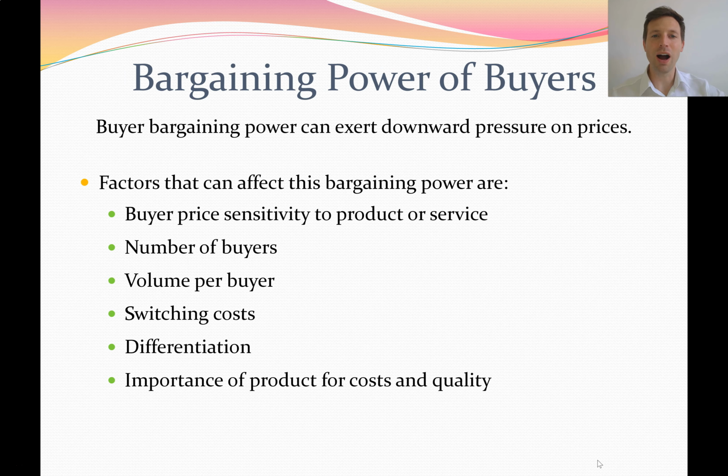The bargaining power of buyers can also influence industry competition, because if buyers have a lot of bargaining power, they can exert downward pressure on prices. So it depends on a range of factors, such as the number of buyers, the buyer's price sensitivity, the volume per buyer, switching costs, differentiation between providers. All of these factors influence how the bargaining power of buyers influences the industry's competition. So for example, if I'm providing a product and there are only one or two buyers for my product, they're going to have a lot of power over me as to negotiating the sales price.